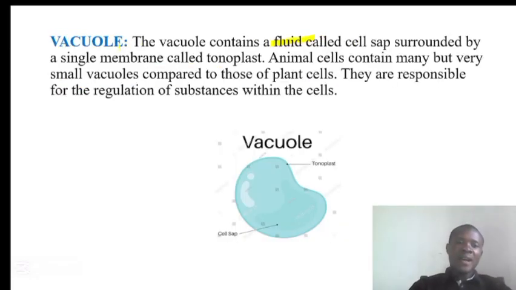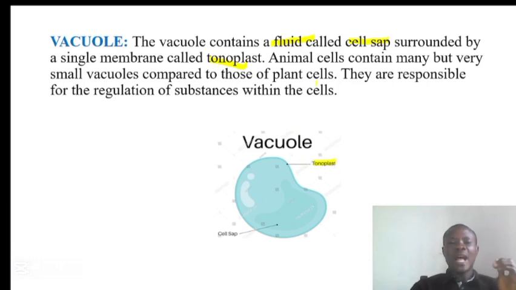And we have the vacuole. This vacuole contains a fluid that we call cell sap. The cell sap is surrounded by a single membrane that we call tonoplast. This is the tonoplast here.